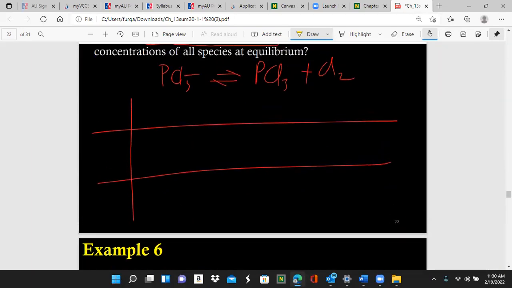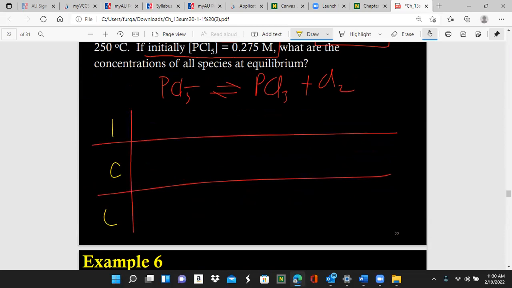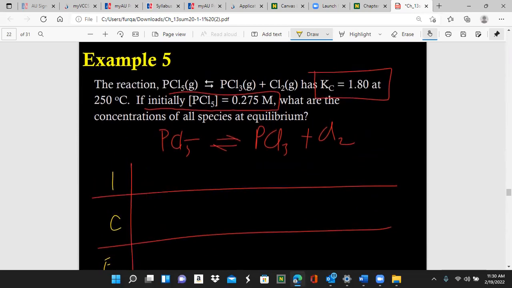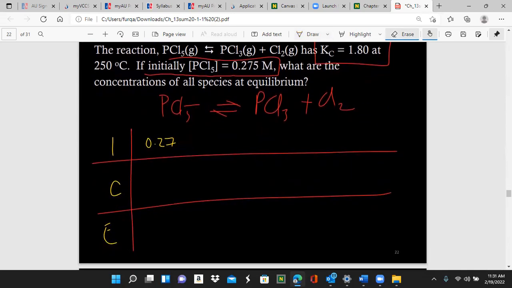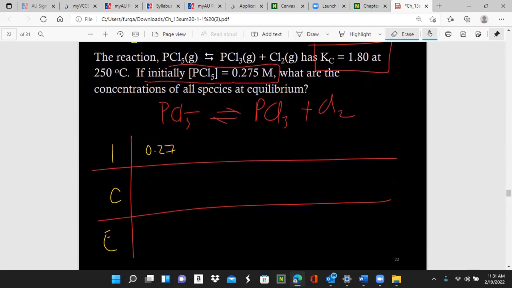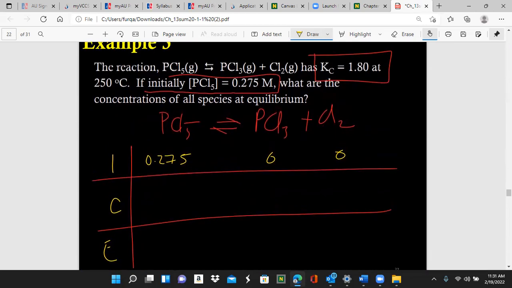We're going to do the same thing here. We're going to do an ICE chart here. What I'm going to start with is 0.275 molar concentration. And as I said, there's no need to add this here. Just make sure the numbers are correct. So initially this was 0. Now, how do I know what the change is? First notice whether it is a balanced chemical equation or not. It is a balanced chemical equation, because I have to do this stoichiometry here.